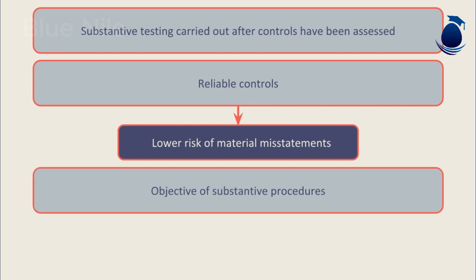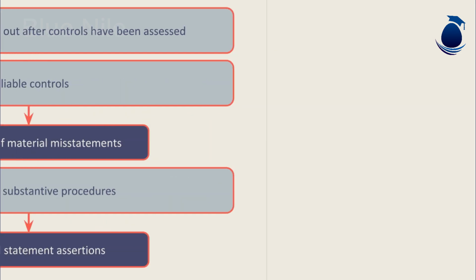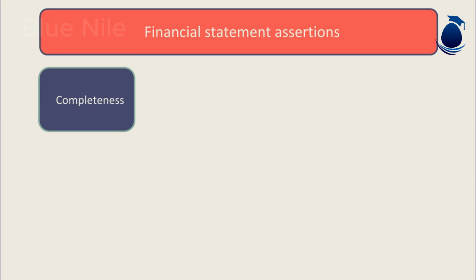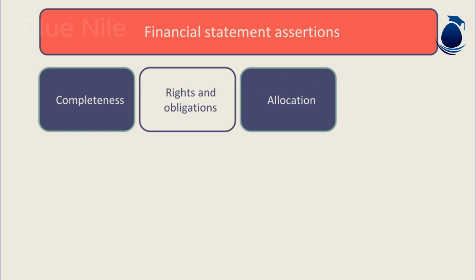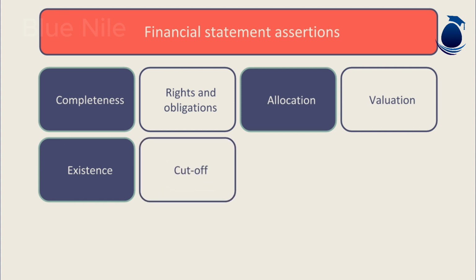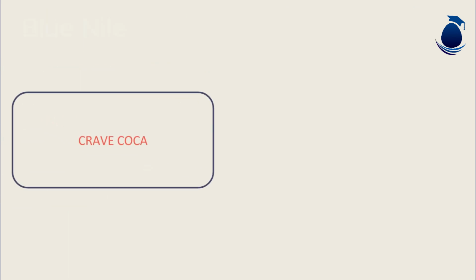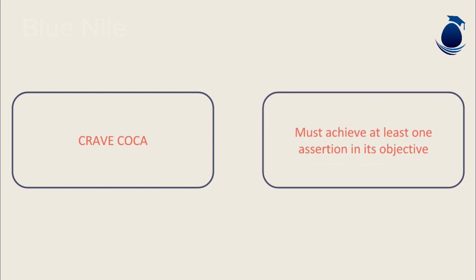The objective of substantive procedures is broken down into the financial statement assertions. These are completeness, rights and obligations, allocation and valuation, existence, cutoff, occurrence, classification, and accuracy. The mnemonic "Grave Coker" can assist in remembering these assertions. Every substantive test must achieve at least one assertion in its objective. These financial statement assertions are covered in more detail in another video.